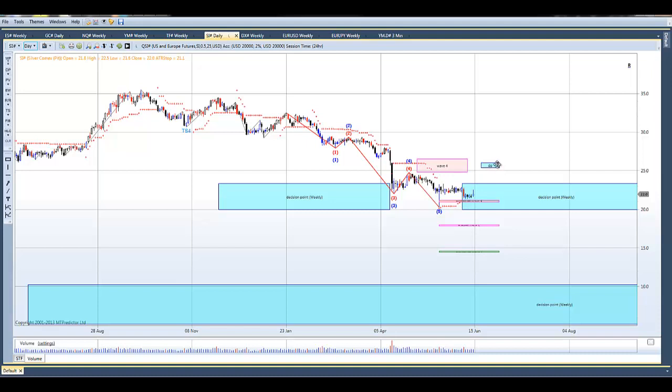If they take that level out, $25 or so to the upside, then we anticipate this whole 5-wave pattern down will get erased to the upside. We'll take our decision point off here, and that would put us back up around $35 an ounce for silver. So I just wanted to cover that before we left.